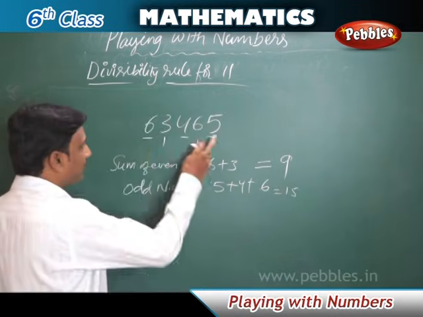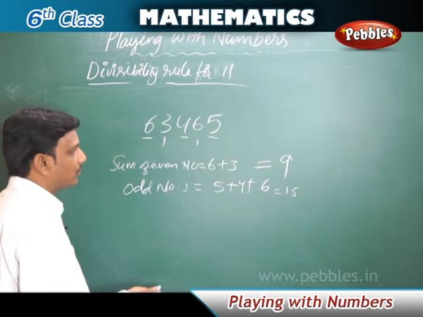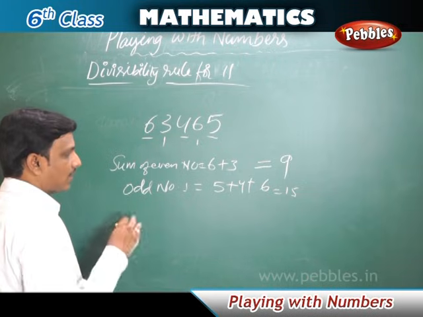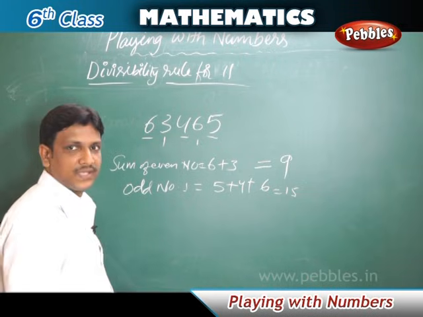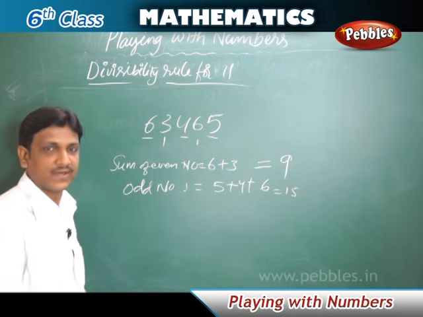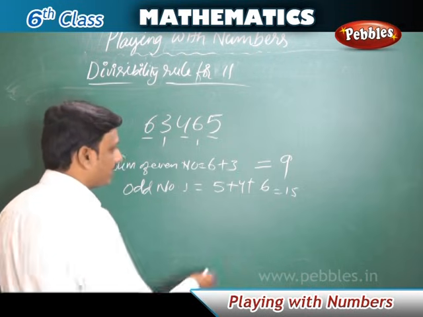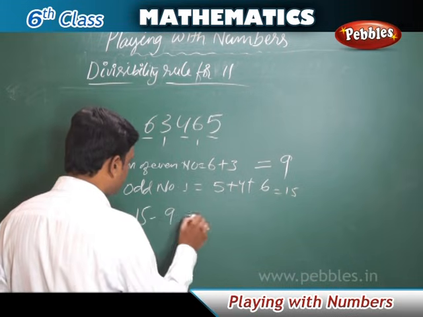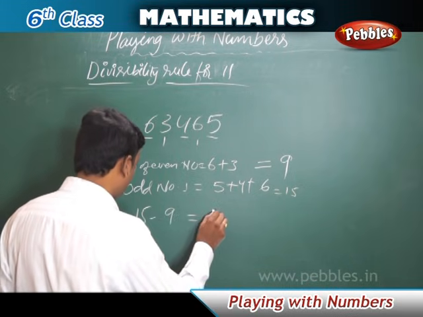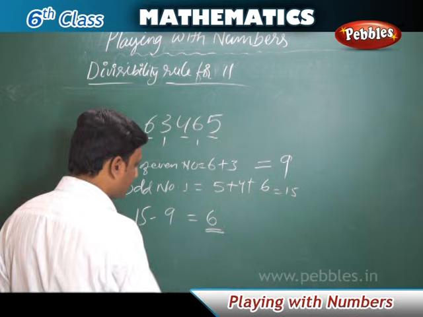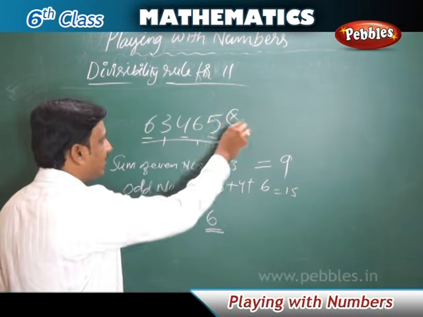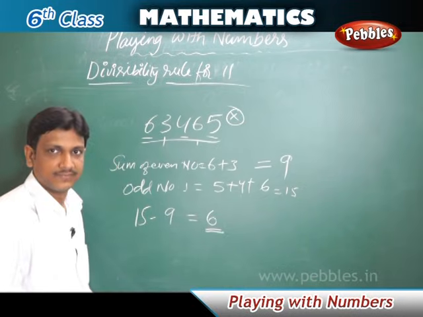Now we got the sum of even and odd place numbers. So what is the rule? The difference between the sum of even place numbers and odd place numbers should be 0. Then it is divisible by 11. Otherwise, it is not divisible by 11. So here 9 and 15. What is the difference? 15 minus 9 is equal to 6. So it is not divisible by 11. So this number is not divisible by 11.